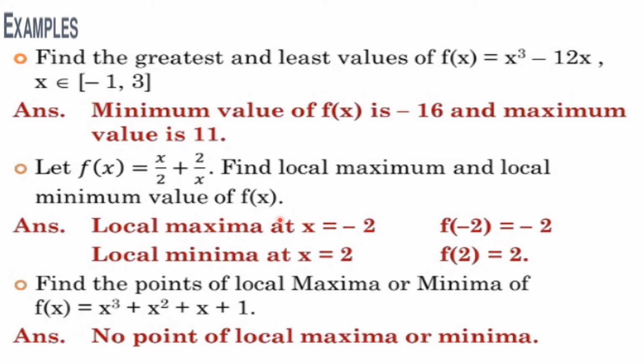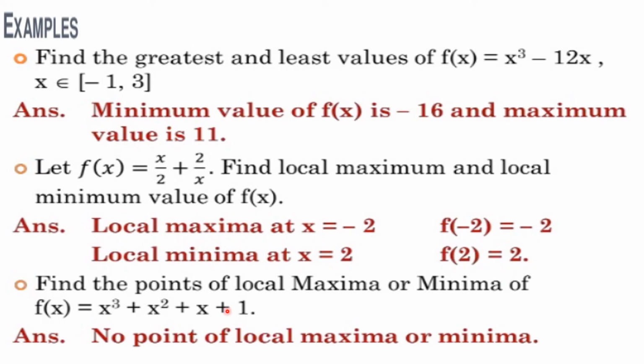Okay, my children? After finding the critical points, we have to find f double dash of x. In that f double dash of x, we have to substitute the critical points. Okay, my children, here the interval is not given. So local maximum is at x is equal to minus 2 and f of minus 2 is equal to minus 2, and local minimum at x is equal to 2, because f of 2 is equal to 2. These are said to be local maximum and local minimum values.